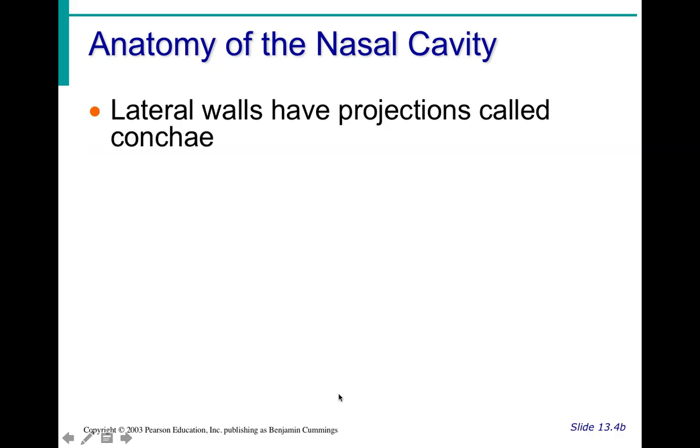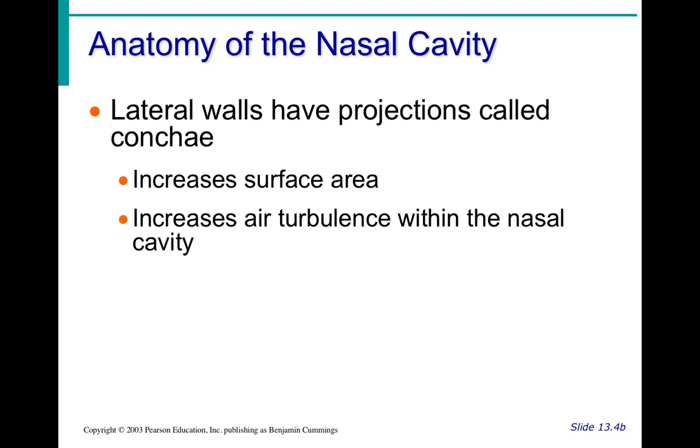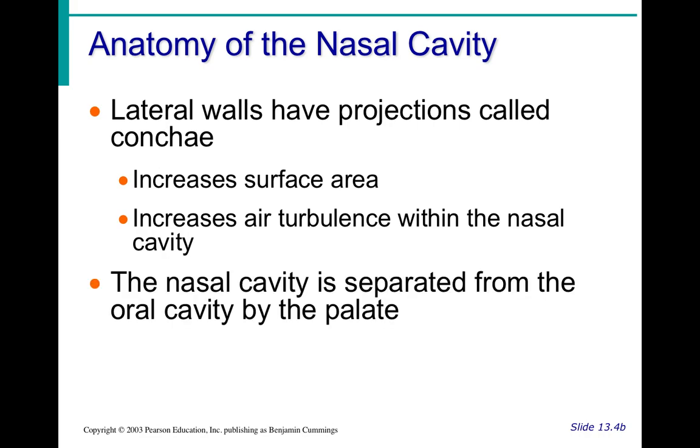The lateral walls have projections called conchae, and conchae adds surface area. It also helps to increase air turbulence within the cavity. So the air has more contact with the cavity, which allows it to warm it better, also to separate out particles.